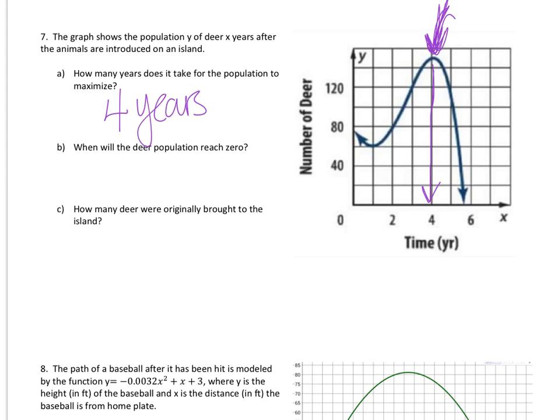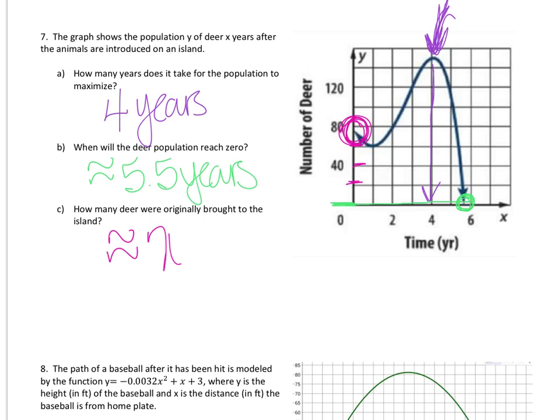And then the second part, B, says when will the deer population reach 0, which is going to happen here. So I'm looking along. It's hitting 0 somewhere between 5 and 6 years. So I'm going to say about 5.5 years. And then part C says how many deer were originally brought to the island. Well, that happened as time was starting in this particular case. These marks on the side are counting by 20s, so that's in between 60 and 80. So I'm going to say maybe about 70 deer.